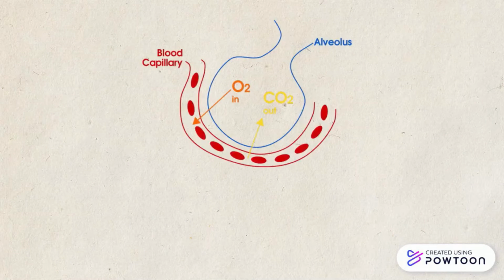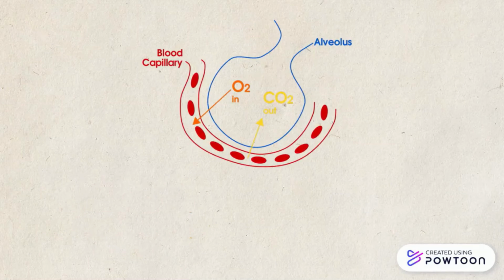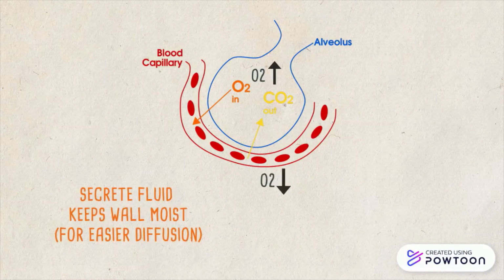Carbon dioxide is in higher concentration in the capillary compared to the alveolus, so it diffuses into the alveolus. The walls of both the capillary and alveolus are very thin, so the gases only have a short distance to diffuse. At the same time, oxygen diffuses from high concentration in the alveolus to low concentration in the capillary. Cells in the alveoli wall secrete a fluid that keeps the wall moist for easy diffusion.